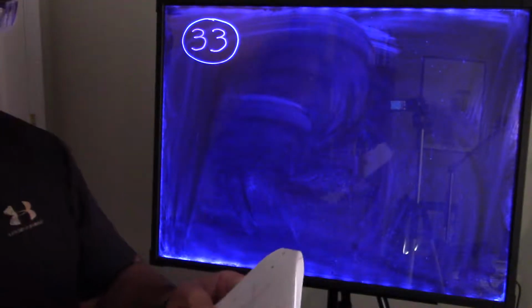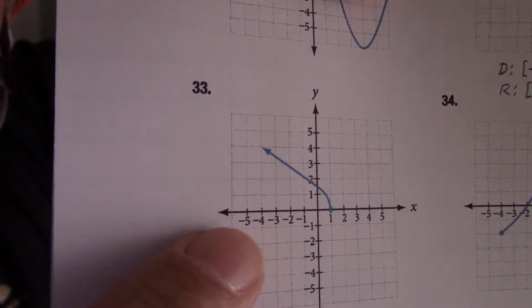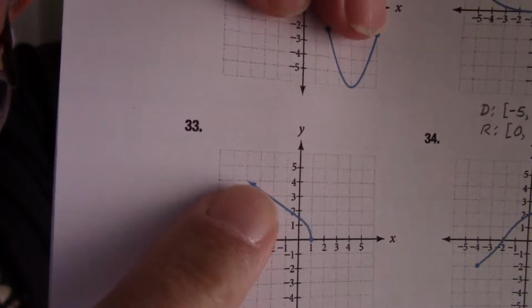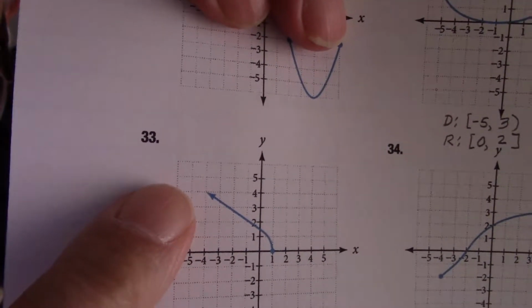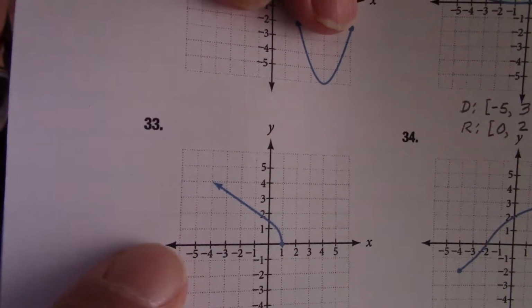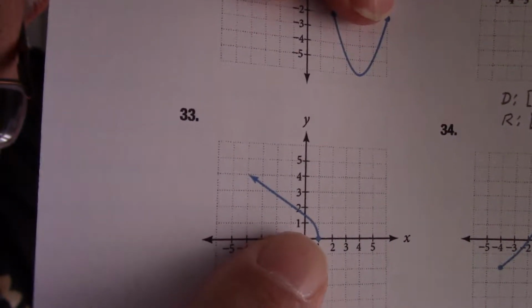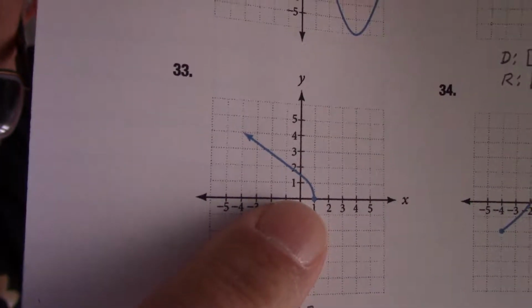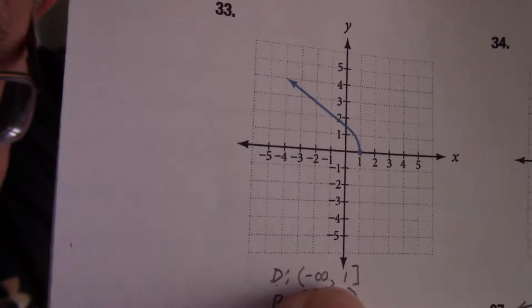Okay, number 33. Let's take a look at this up close. The domain goes, well, if you can see the arrow here, that indicates that it keeps going in that general direction. So it goes to the left to infinity, right? So the domain goes from negative infinity all the way up to x equals 1, and you're including 1. So negative infinity to 1 is the domain right there.